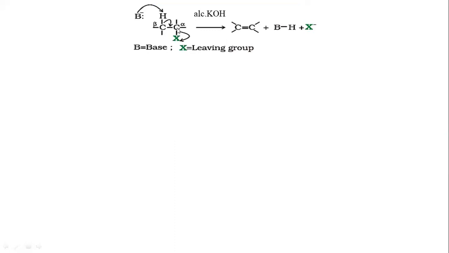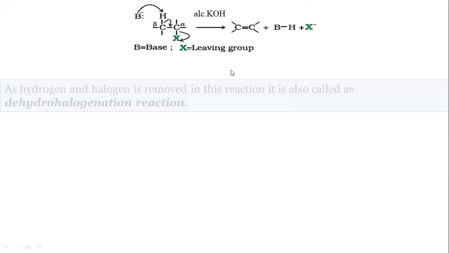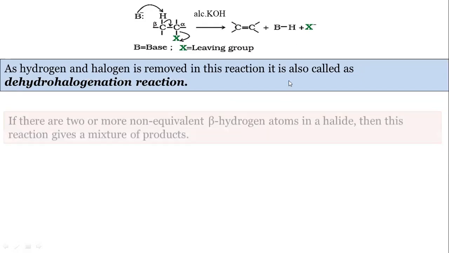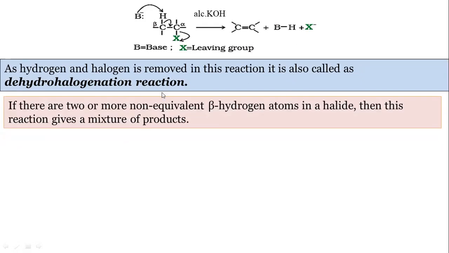This X is attached to the carbon. This carbon is alpha. It is clearly shown here. Nearer to this alpha, this is the beta carbon, and the hydrogens attached to the beta carbons are called beta hydrogens. This is a base. Base always attacks a beta hydrogen, and this X is removed. Means this H and this X are removed. We get an unsaturated compound, a carbon-carbon double bond. As the hydrogen and halogen are removed, this reaction is called dehydrohalogenation.